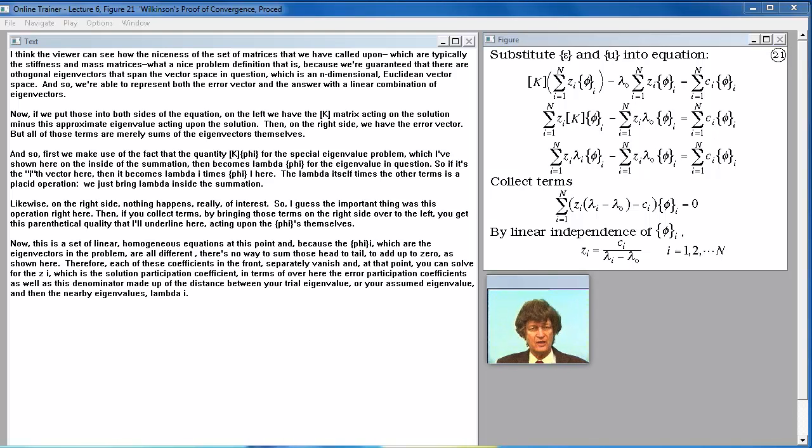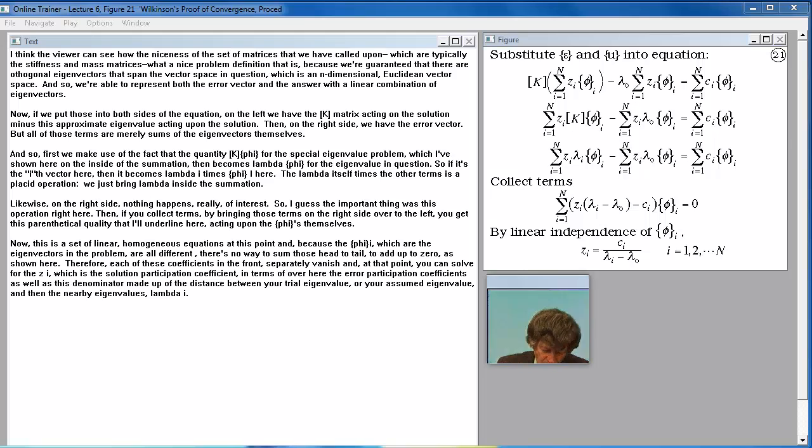I think the viewer can see how the niceness of the set of matrices that we have called upon, which are typically the stiffness and mass matrices, makes for a nice problem definition, because we're guaranteed that there are orthogonal eigenvectors that span the vector space in question, which is an n-dimensional Euclidean vector space. And so we're able to represent both the error vector and the answer with a linear combination of eigenvectors.